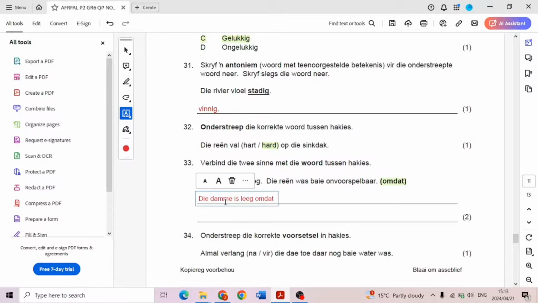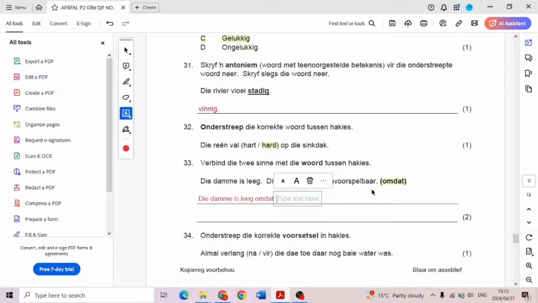Omdat. So group 3 says that you need to take the first verb of the second sentence, in this case it's was, and you need to put it right after. No, that's group 2. You see, this is why you need to recall the right thing. Group 2 says you must put the first verb of the second sentence right after the conjunction, and then group 3 says you need to put the first verb of the second sentence at the end of the sentence.